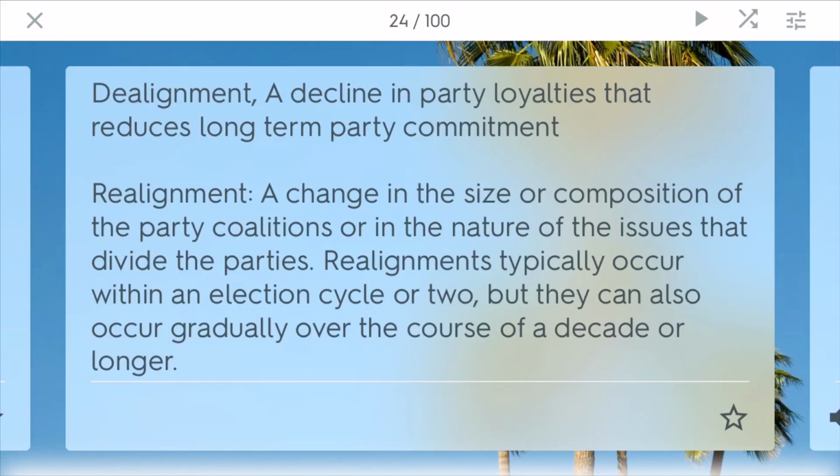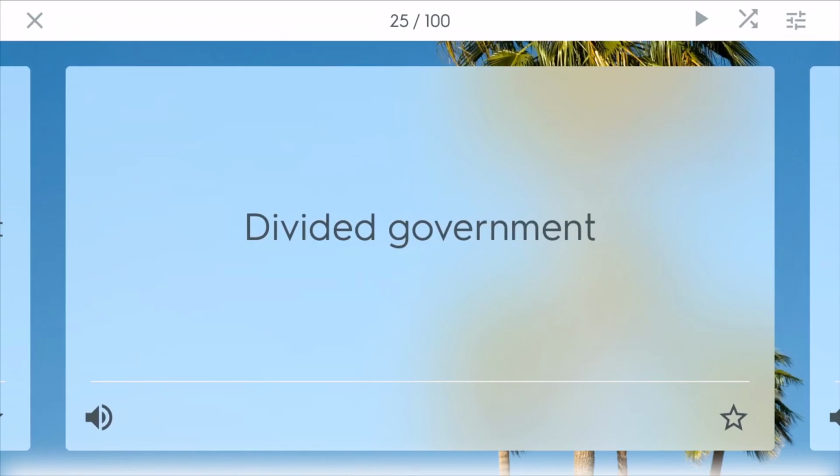Realignment, on the other hand, is a change in the size or composition of party coalitions or in the nature of issues that divide the parties. So, many times, political parties will realign when a new candidate starts to come in. Bernie Sanders has helped to realign the Democrats to a more liberal side, and Donald Trump has come in and created this new coalition of drain the swamp people against the old Republican establishment. Realignments typically occur within an election cycle or two, but they can also occur over a long period of time, such as a decade.